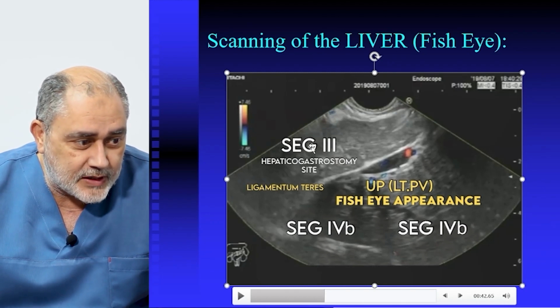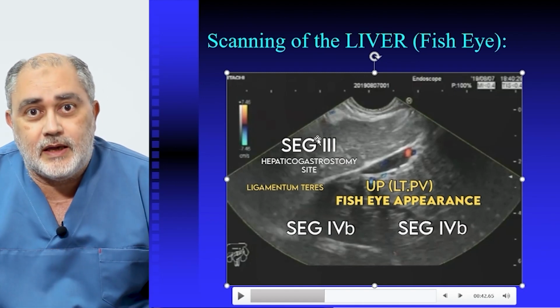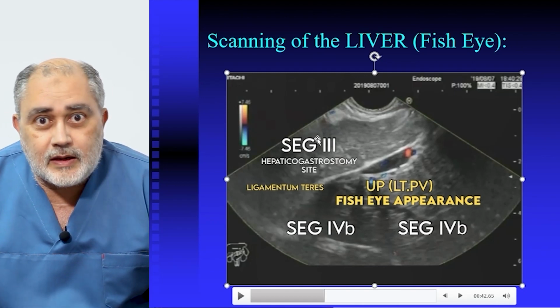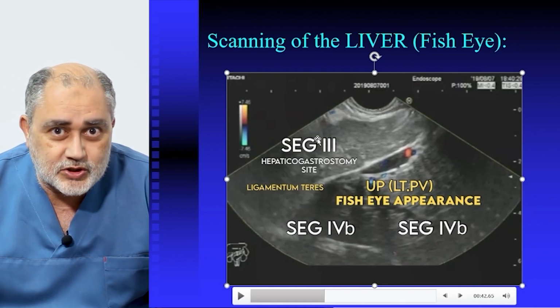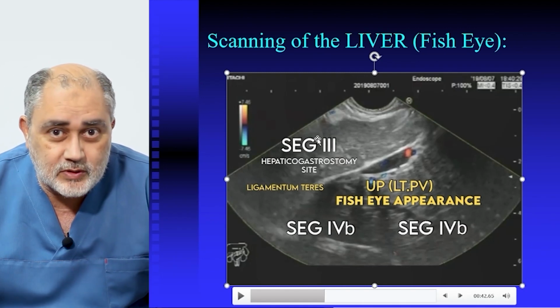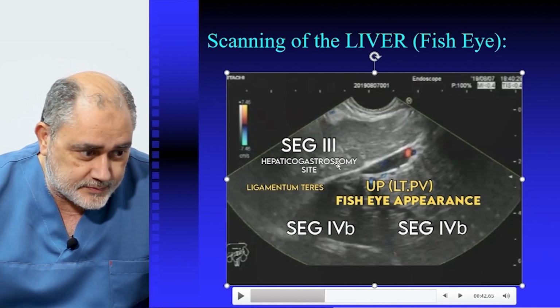45 centimeters from the dental arch is best for hepatico-gastrostomy, while as I told you before, about 40 or 41 or 42 centimeters just below the cardia in segment 2 is best for rendezvous or antegrade stenting.